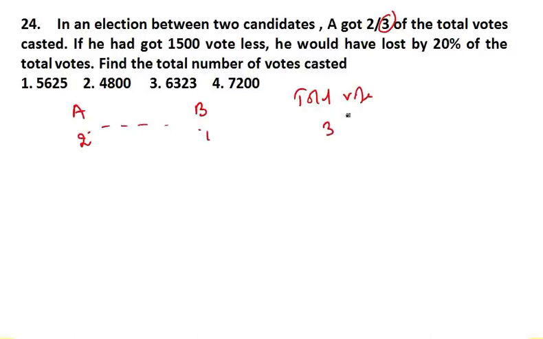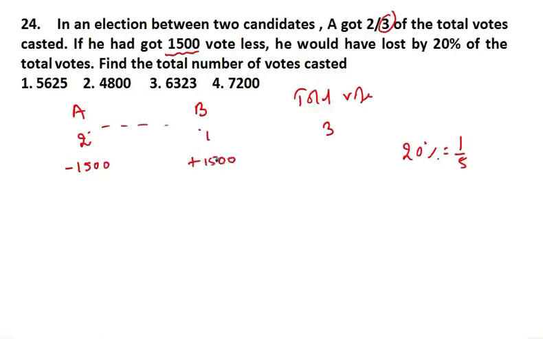In the next line it says that if A had got 1500 votes less, he would have lost by 20%. 20% is 1 by 5. Now if A got this many votes less, then these votes would have shifted to B.